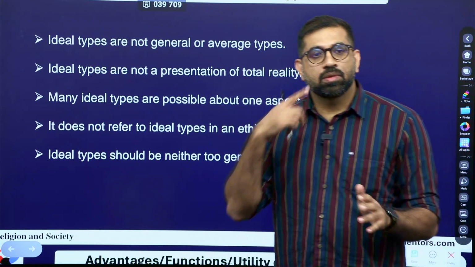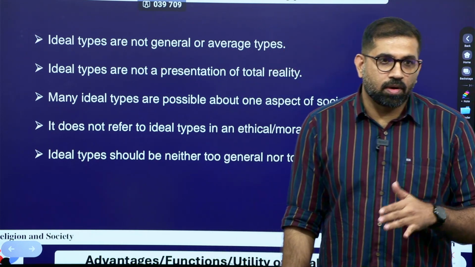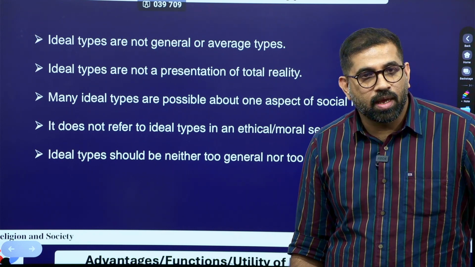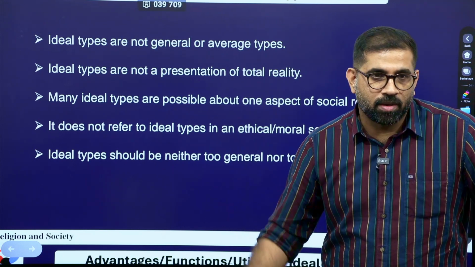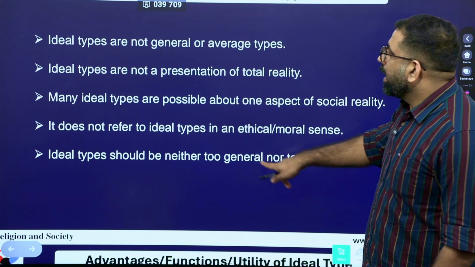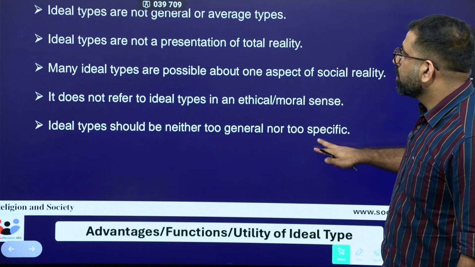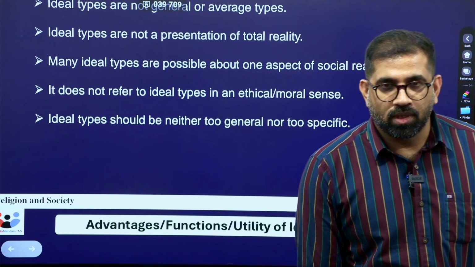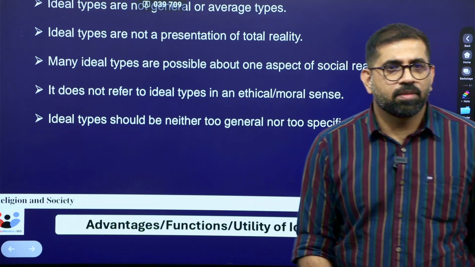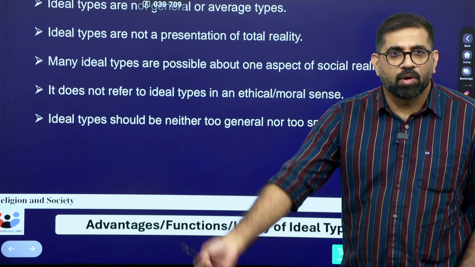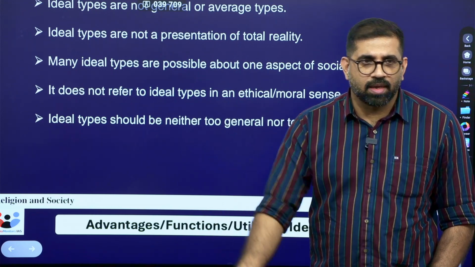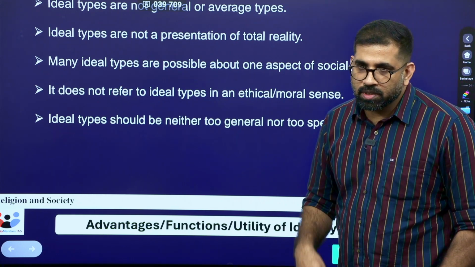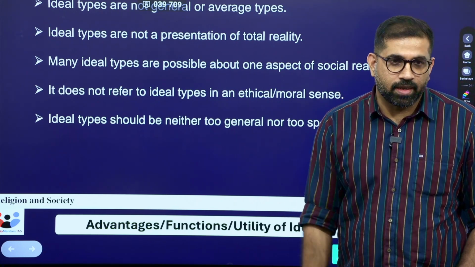Classification of social action is just an ideal typical classification. It may not reflect reality, because in reality social actions cannot be classified into such watertight compartments, right? Then, many ideal types are possible about one aspect of social reality. When it comes to democracy, you can build multiple ideal types, right? You can take political or participatory democracy, electoral democracy, social democracy. So several aspects of democracy are there, so you can create multiple ideal types.